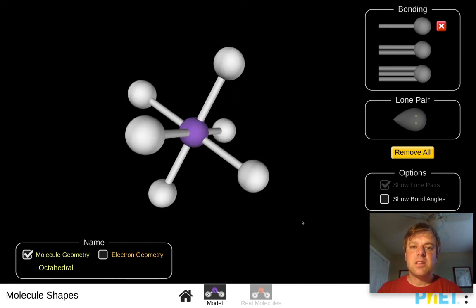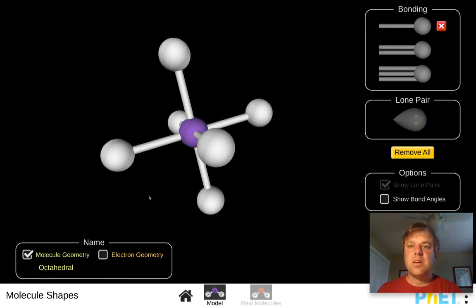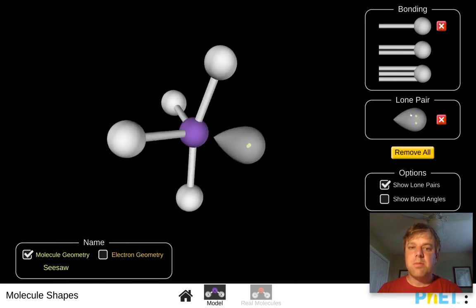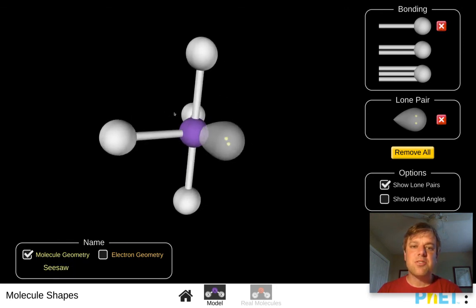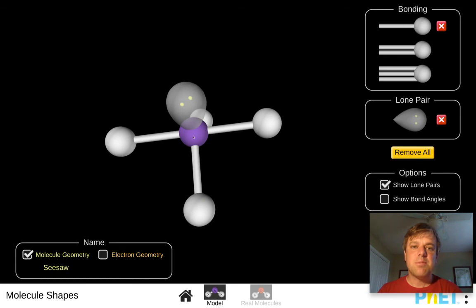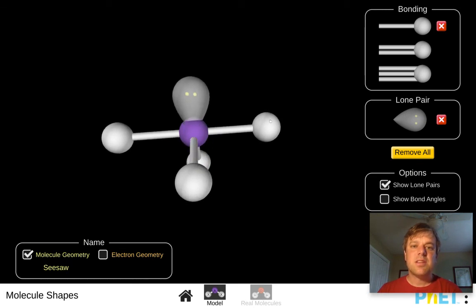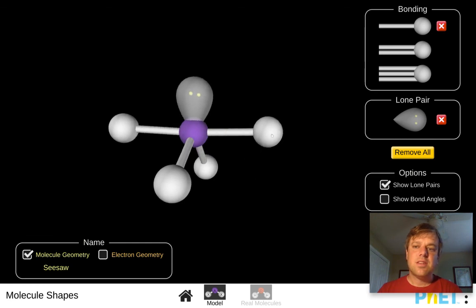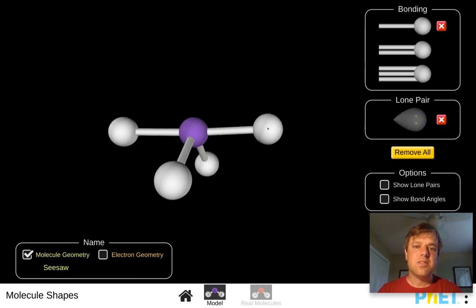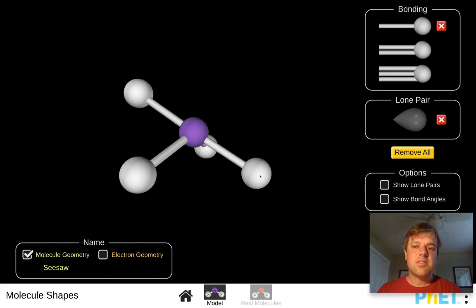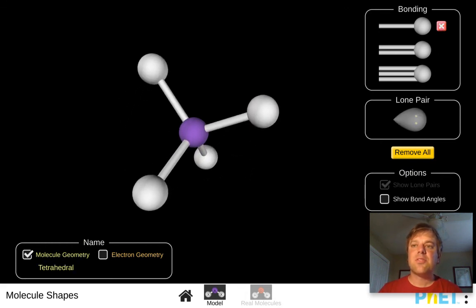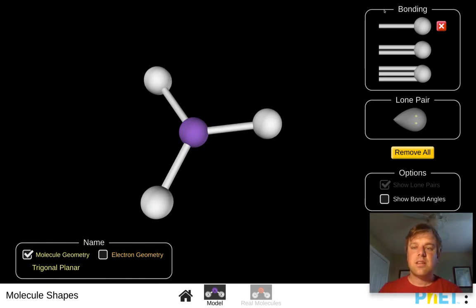If you want to look at some really weird shapes, like my personal favorite, which is the seesaw shape. But this is stuff more for AP chemistry. It kind of looks like a seesaw if you look from that perspective. So there's some cool things that you can make on this. So just spend some time playing with that. All right, good luck.